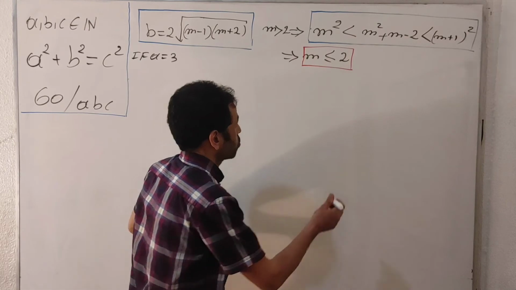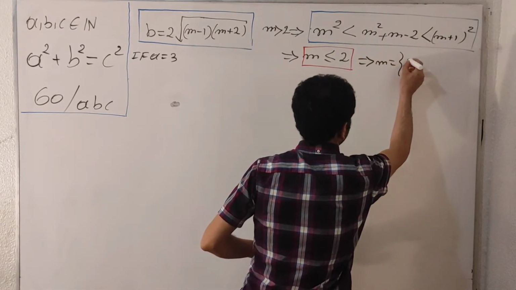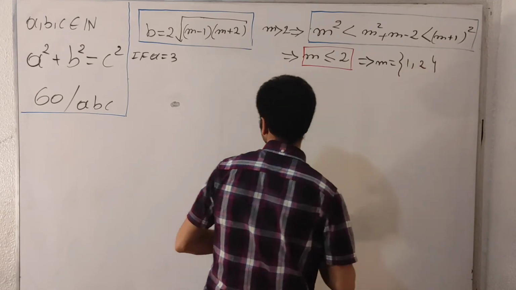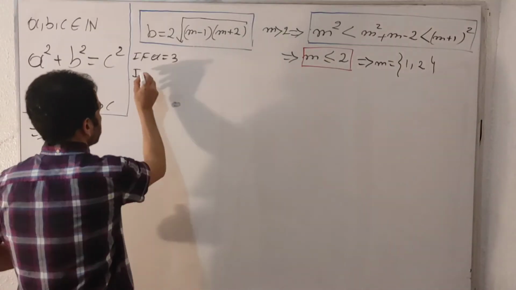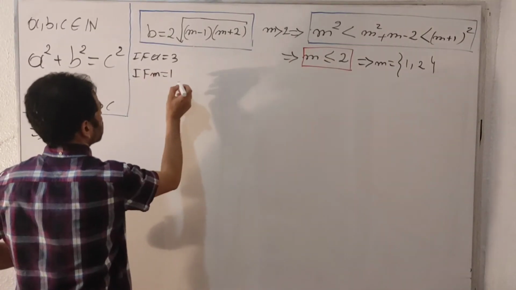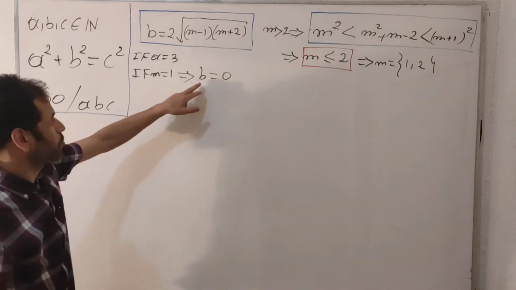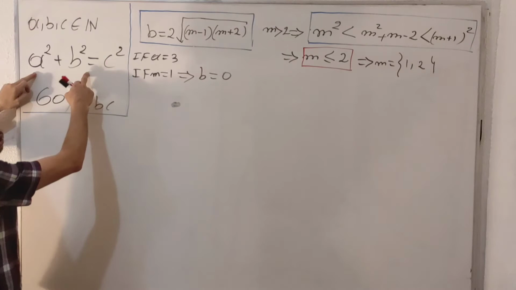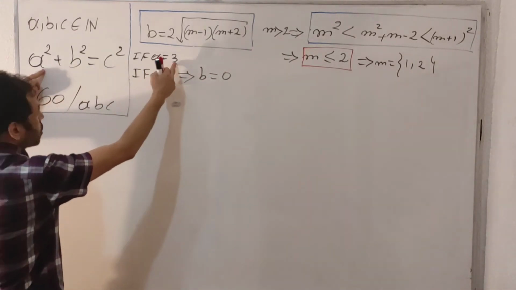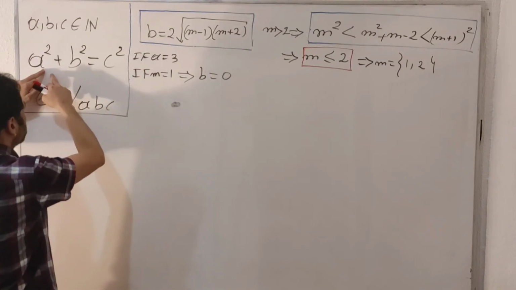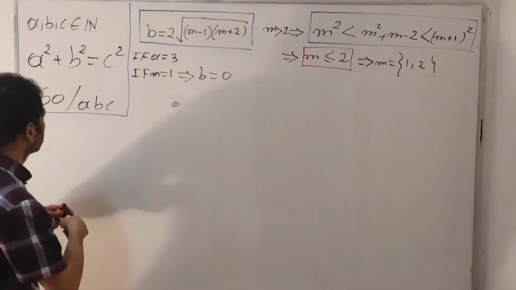Okay, so this one is telling us m is taking two values, number 1 and number 2, but m equals 1 doesn't work here. If m equals 1, that implies b equals 0, which is not verifying this condition, because if you replace b with 0, we get a square, which is 9. 9 equals c square, which means a equals c, which is impossible.